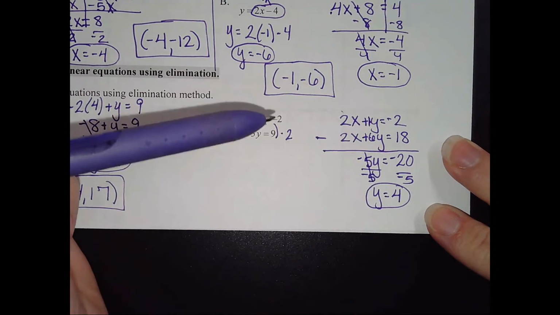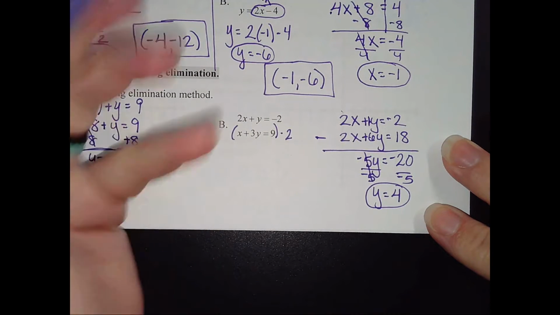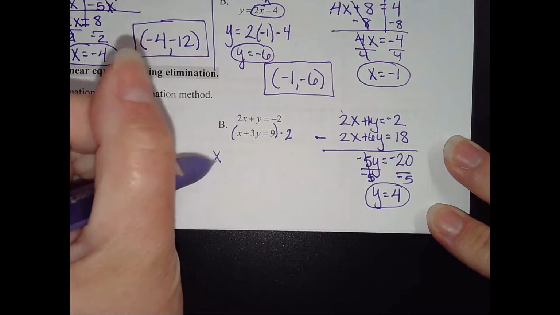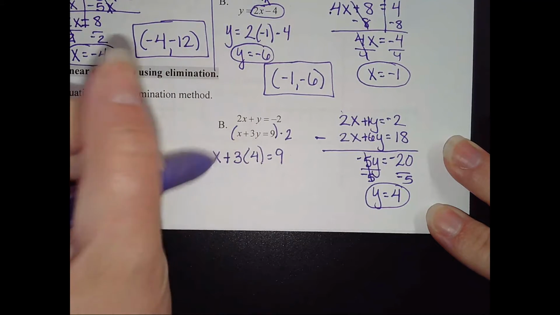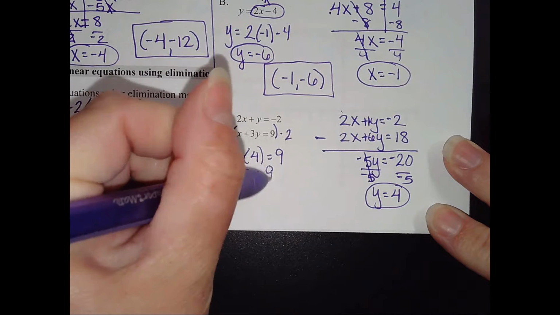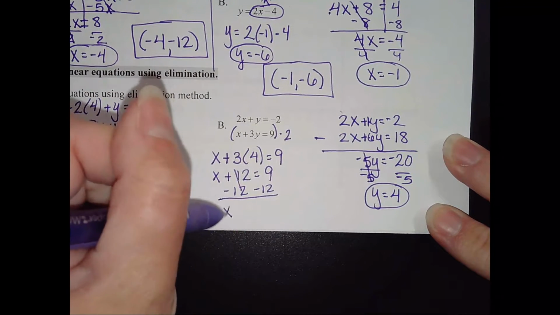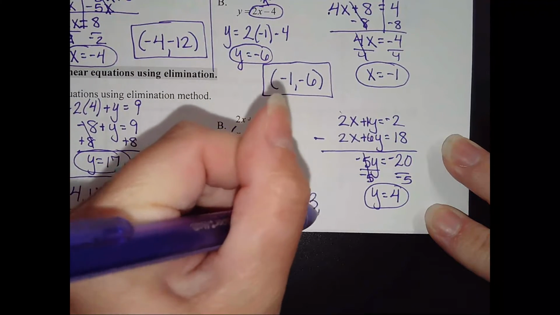Should we plug the 4 into the top or the bottom? Bottom. So we're going to plug the 4 into the bottom equation. We do x plus 3 times 4 equals 9. So we have x, 3 times 4 is 12, equals 9. Subtract 12, and we get x equals -3. So the solution to this system is -3, 4.